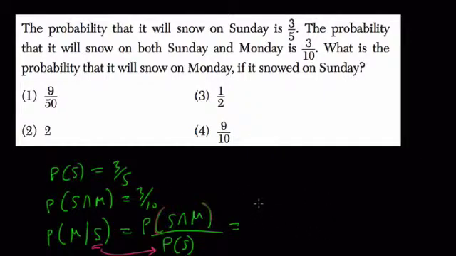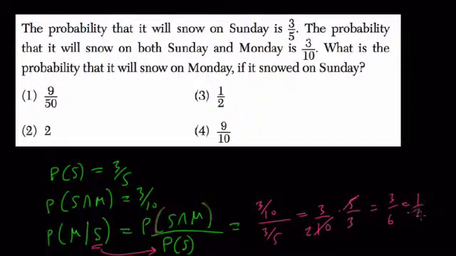So here you're just dividing 3/10 over 3/5, right? Plug those probabilities in. Divide by a fraction, you multiply by the reciprocal. 3/10 times 5/3. And you can do 15 over 30 or half, or cancel. 5 over 10 is a half. And we have 3 over 6 now. 3 over 2 times 3, or 3 over 6, which is 1/2, right? Choice 3.